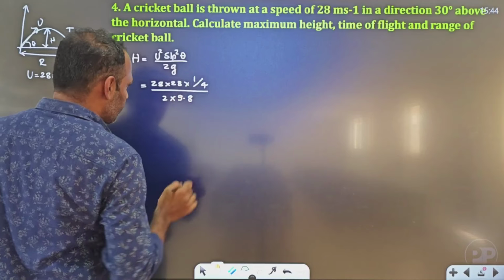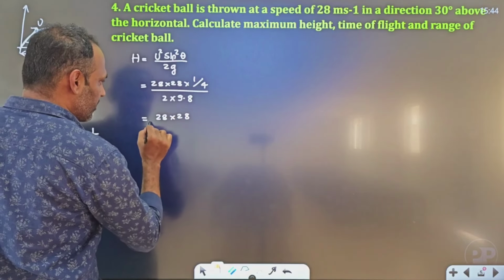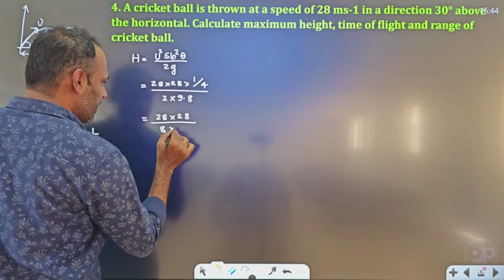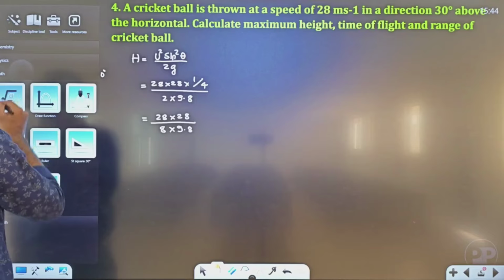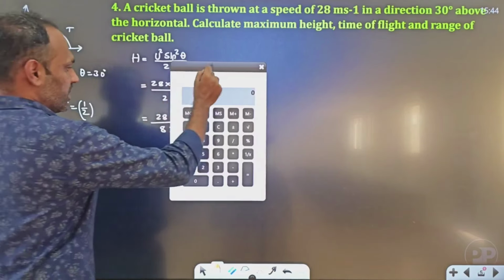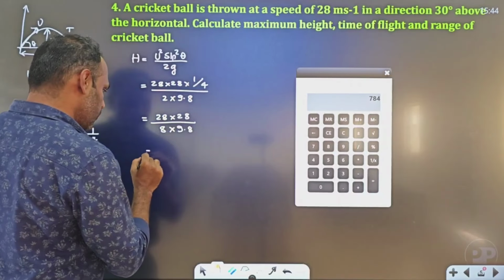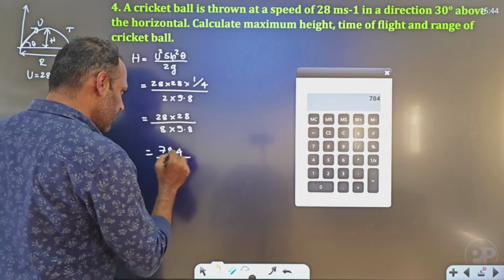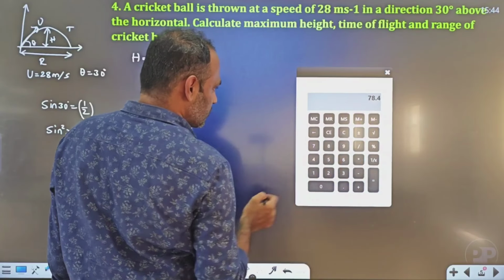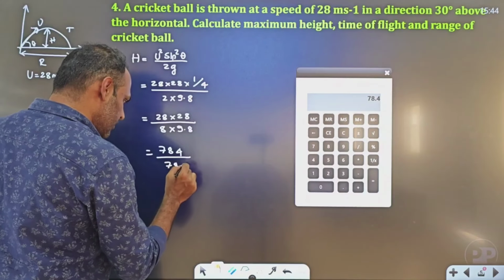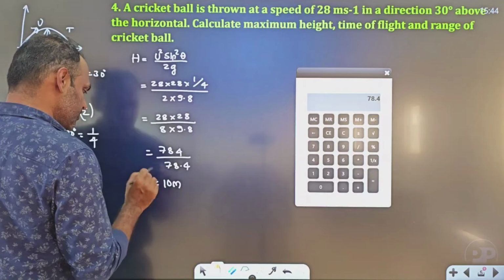G is 9.8. Correct? So this will become 28 into 28 divided by 2 into 4, which is 8, into 9.8. So let us calculate the value of this. 28 into 28 is 784, divided by 8 into 9.8. 8 into 9.8 is 78.4. So 784 divided by 78.4 gives us 10 meter. Correct? So this is the maximum height.